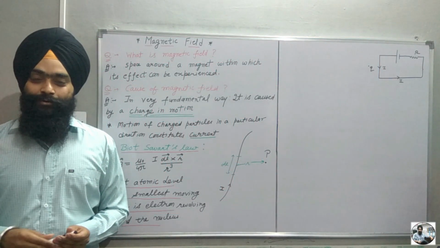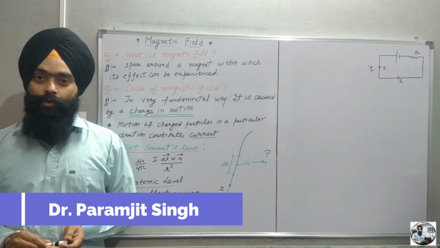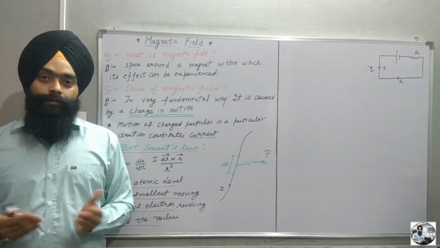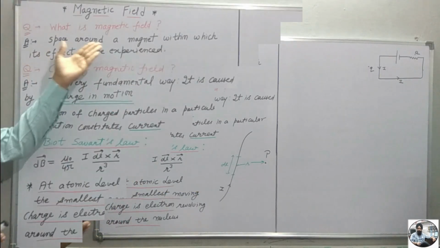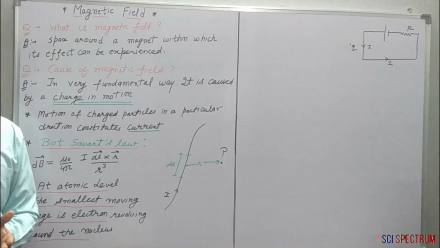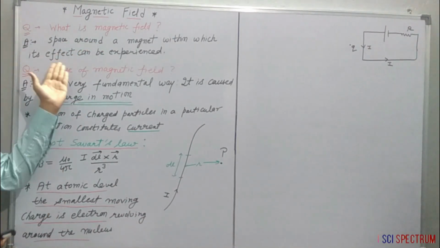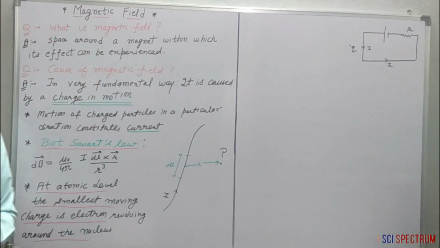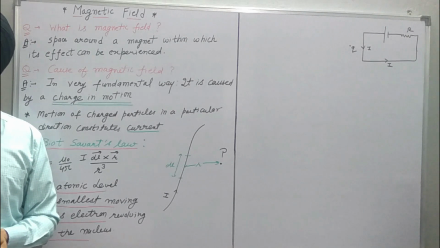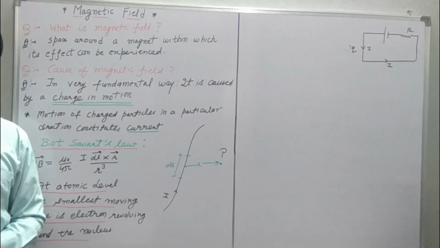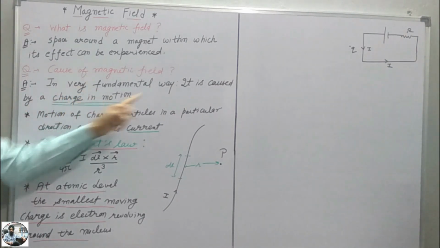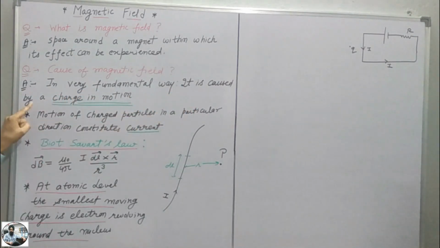Hello students, today we are going to discuss a very important topic called the magnetic field. So the first question is: what is the magnetic field? In simple words, the space around a magnet within which its effect can be experienced is called a magnetic field. The second question is: what is the cause of magnetic field? In a very fundamental way, it is caused by a charge in motion.